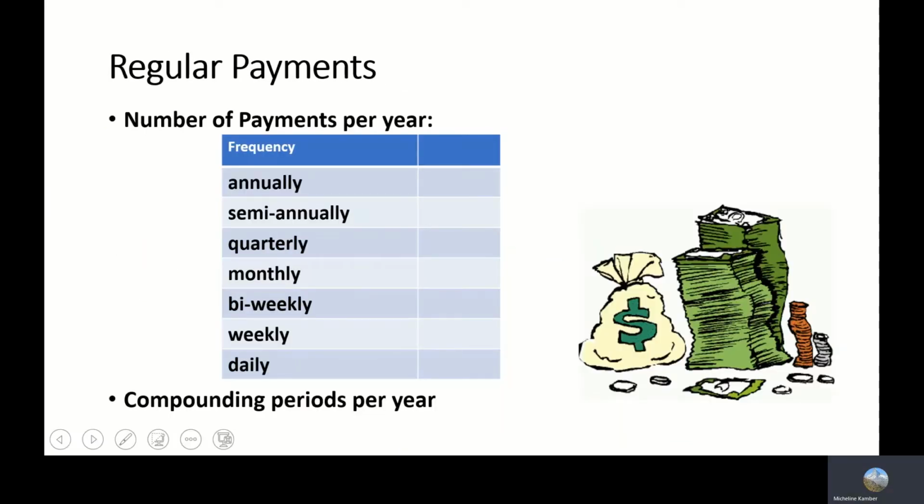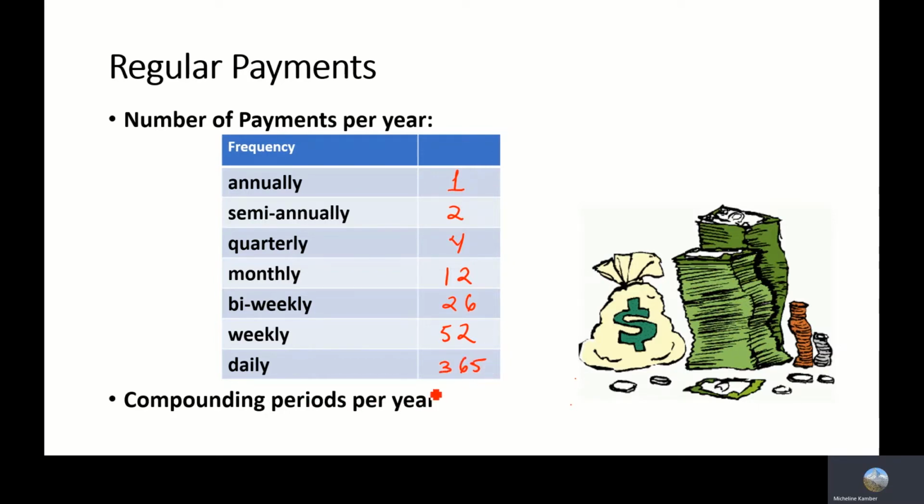We need to talk about the idea of regular payments. And that just means how often are the payments being made per year. So annually would be once a year, semi-annually twice a year, quarterly 4 times a year, monthly 12 times a year. Weekly would be 52 times a year. Now bi-weekly means every second week. So that'd be 52 divided by 2, that would be 26 times a year. And daily means 365 times a year.